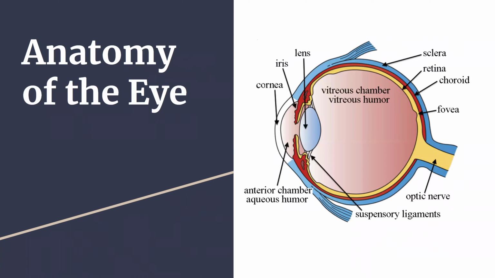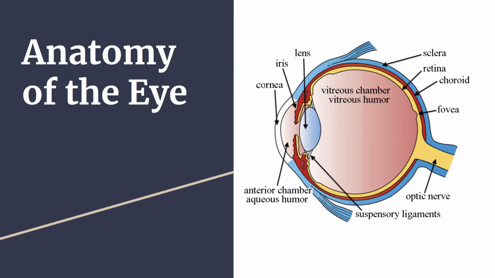Here we have the anatomy of the eye. As you can see, at the very big front part of the eye, you have the cornea, followed by the anterior chamber or aqueous humor. Then you have the iris, and then behind that, the lens. And then behind that, the huge space right there is called the vitreous chamber or the vitreous humor. And you have the suspensory ligaments, those tiny little ligaments that hold the lens together.